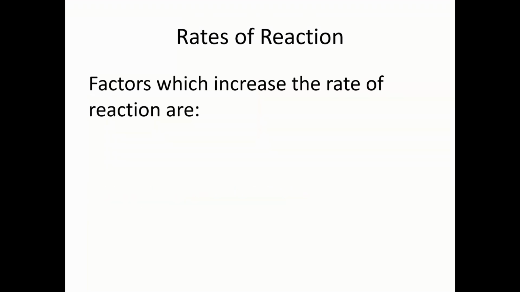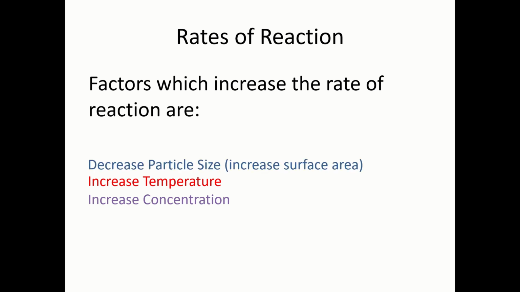Still thinking about collision theory, we know that there are 4 different factors which can increase the rate of reaction. This is not new from National 5, so you should be able to tell me that if you increase the temperature, then you'll increase the rate of reaction. If you increase the concentration, then you will increase the rate of reaction. If you decrease the particle size, you will also increase the rate of reaction. That's increasing your surface area, and using a catalyst.